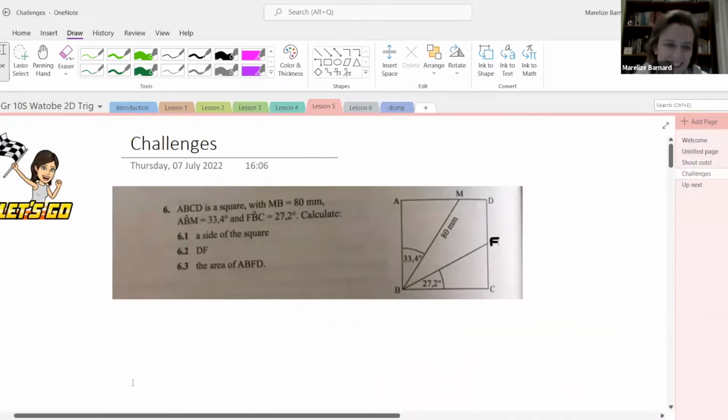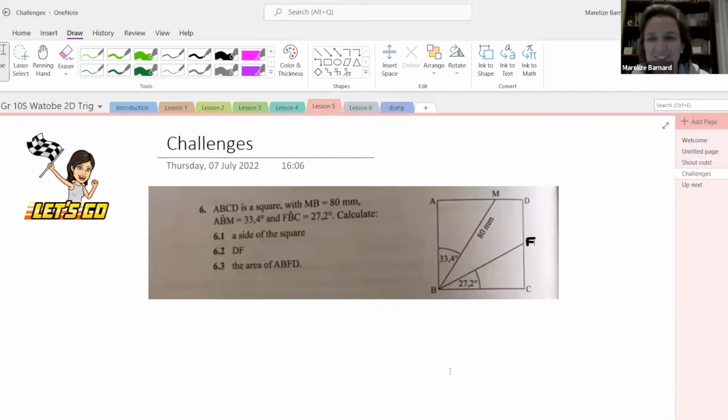Yes. Here's our first challenge for the evening. ABCD is a square with MB equal to 80 millimeters, angle ABM 33.4 and angle FBC 27.2. We have to calculate the side of the square, DF, and the area of ABFD. Okay, so have a moment, read the problem, and then as soon as you're ready, let's see if we can find the side of the square.